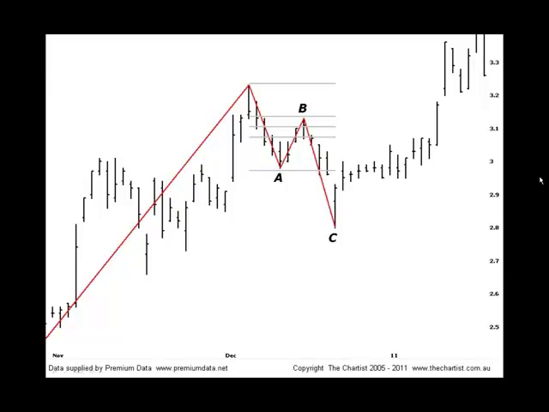Just take a couple of brief examples. So here's a nice one that I found. We've got a move up, and it's an impulse move. We've come down to a wave A. You can see we've retraced exactly to the 61.8% retracement.